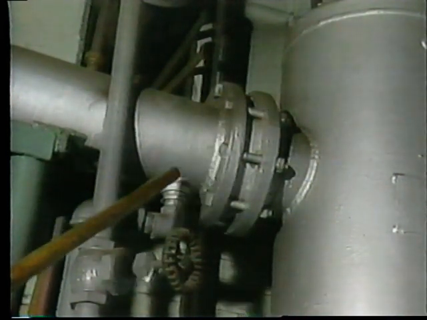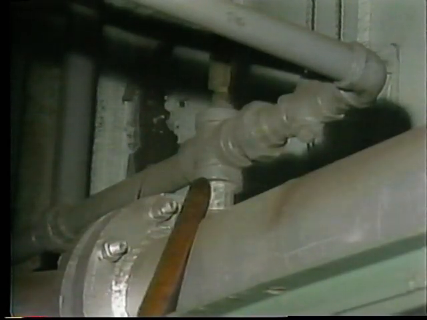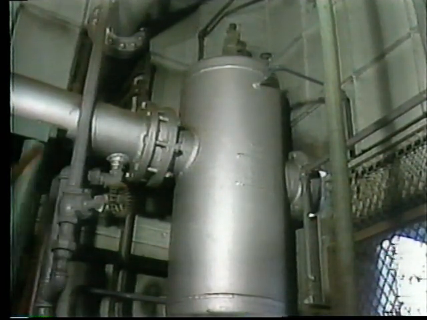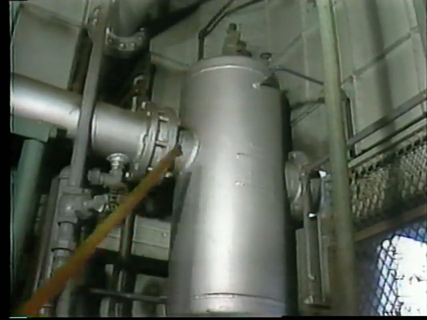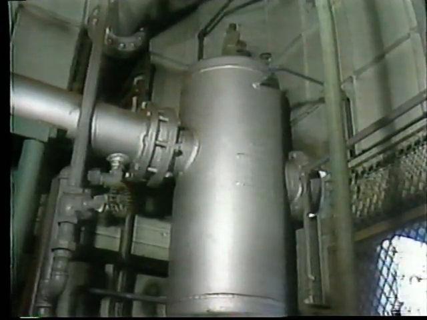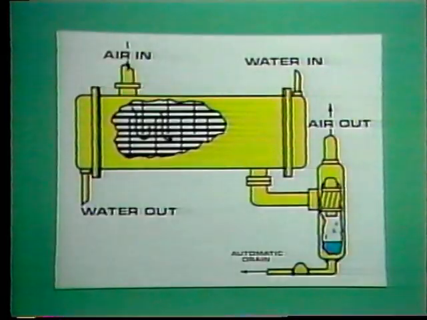The openings in the housing, here and here, are where cool water enters and leaves. Right here is an important part of the system which you will always have when you have an aftercooler. It's called a moisture separator. This unit removes the water that dropped out in the aftercooler.